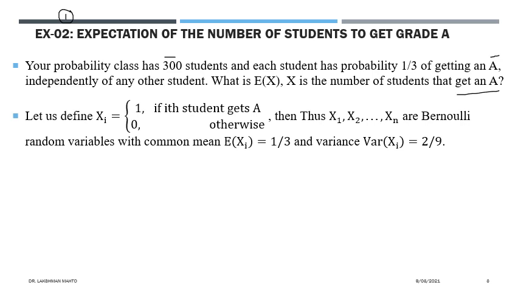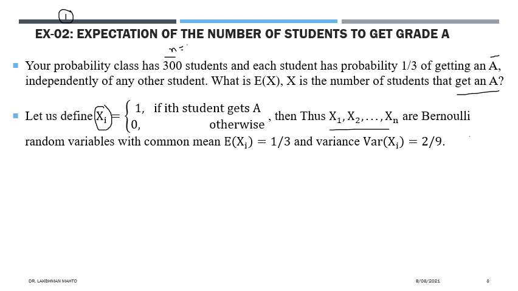If you pick any ith student, that student will either get grade A or will not get grade A, so the binary situation is there. With respect to the ith student, we are defining a random variable xi. Definitely this xi is a Bernoulli random variable. Suppose n students are there, with n equal to 300, the sample size. So we are defining n Bernoulli random variables, and each one has a common expectation.